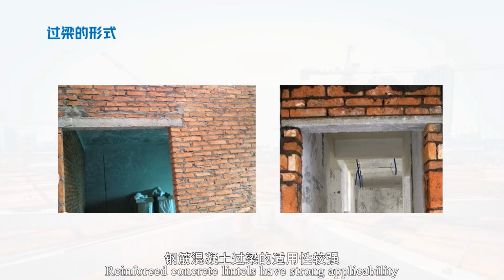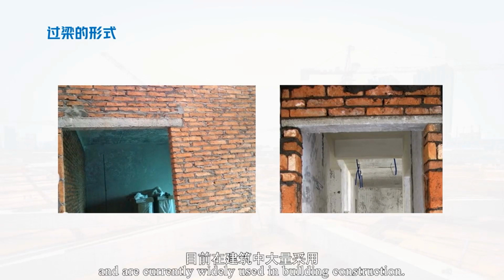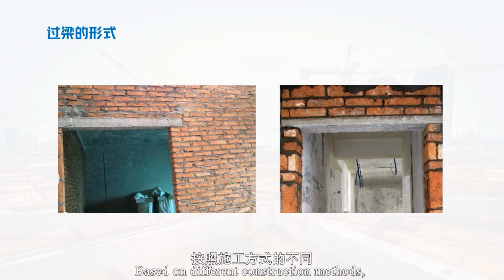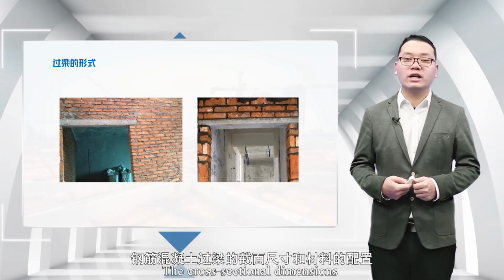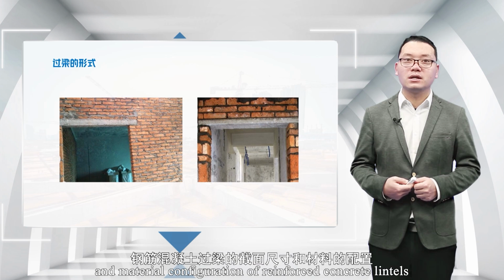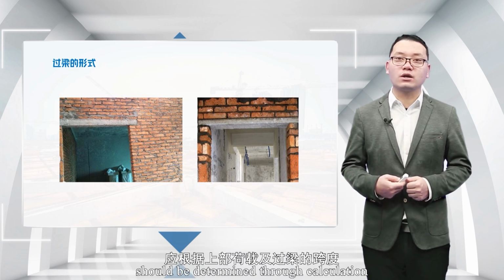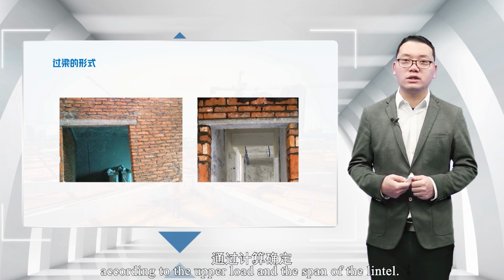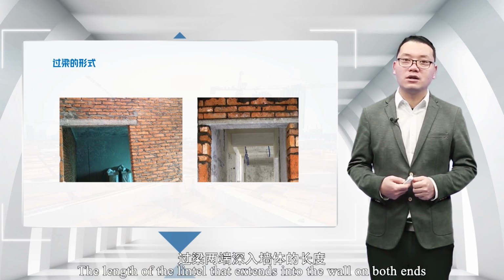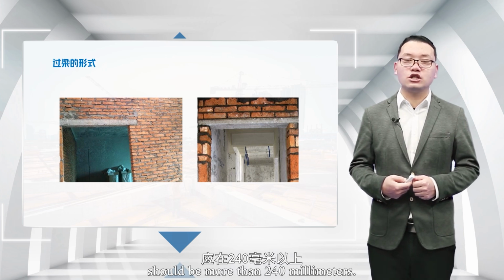Reinforced concrete lintels have strong applicability, and are currently widely used in building construction. Based on different construction methods, reinforced concrete lintels are divided into two types: cast in situ and prefabricated. The cross-sectional dimensions and material configuration of reinforced concrete lintels should be determined through calculation, according to the upper load and the span of the lintel. The length of the lintel that extends into the wall on both ends should be more than 240 millimeters.